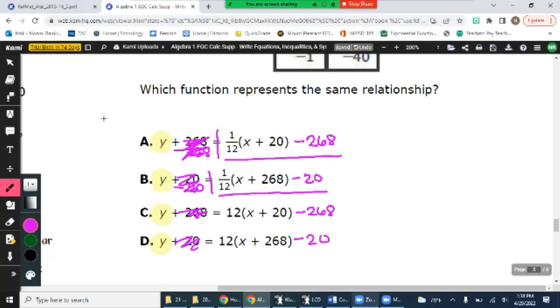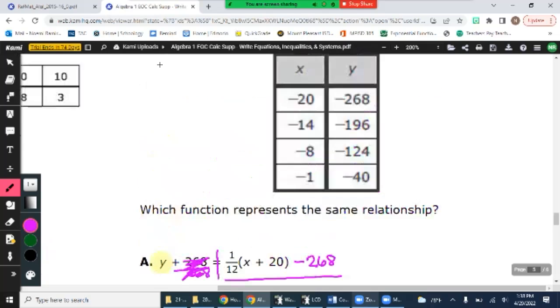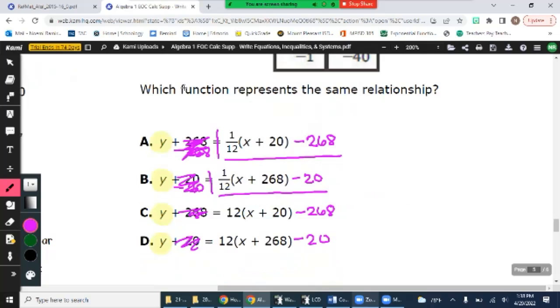From there, you're going to type it into y equals and match it to the table. And only one of these answer choices will give you the correct answer. So I'm going to narrow it down to two. I'm going to narrow it down to A and C.